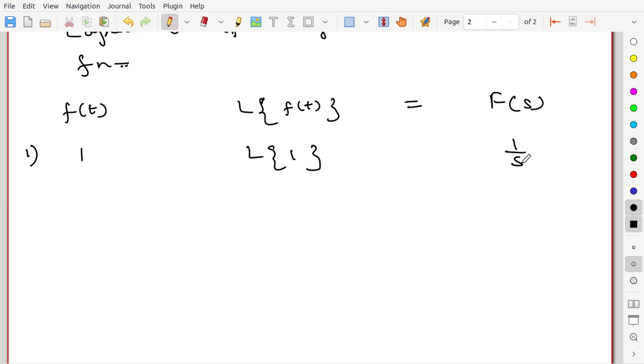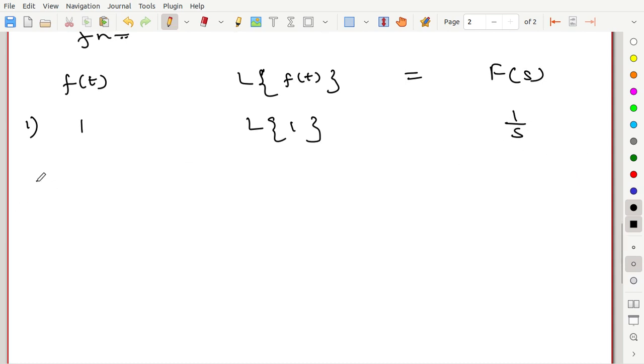So you can see that the Laplace transform of the value 1 is nothing but 1 by s, which is a function of s. That's why we represent this Laplace transform as a function of s.